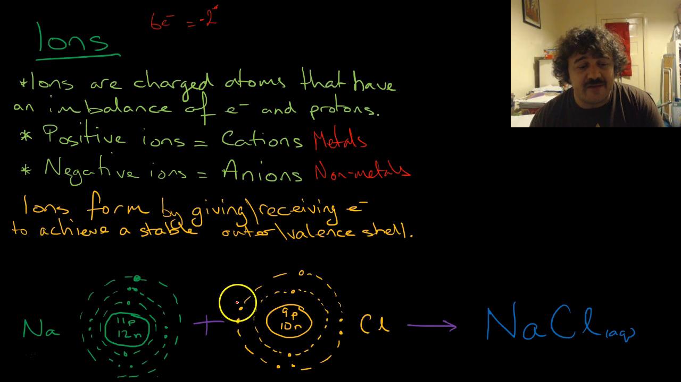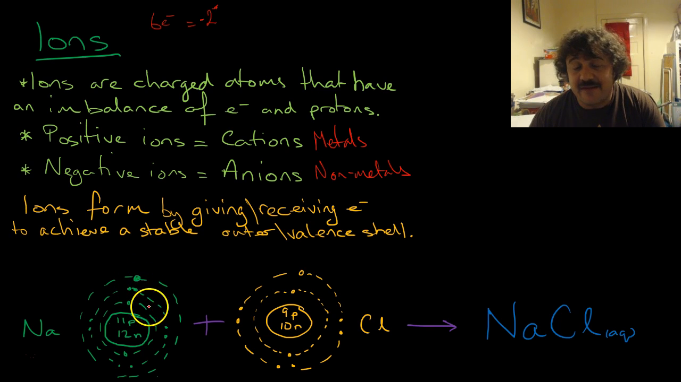And what we see over here is sodium and chlorine. Now remember, cations are positive ions, and anions are negative ions. The anions tend to be non-metals. Cations are metals. Okay, so here the cation loses an electron.